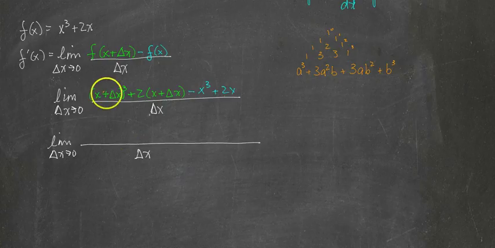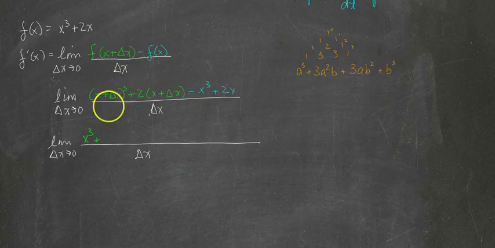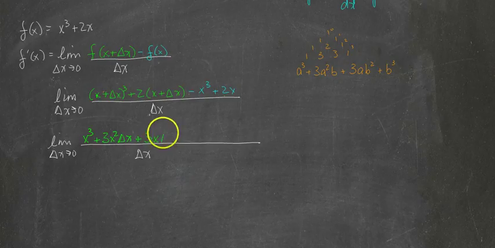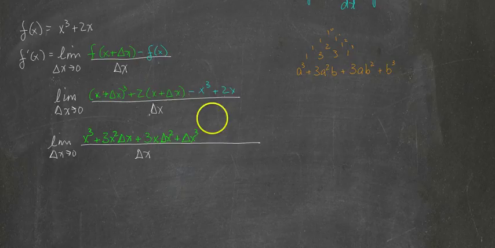And I'll do this part in green. So I have x cubed plus 3 times x squared times delta x plus 3 times x delta x squared plus 1 times delta x cubed. That was pretty easy enough. Plus 2 times x plus 2 times delta x.